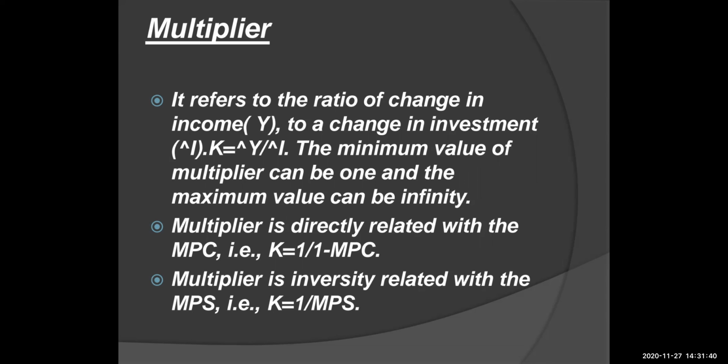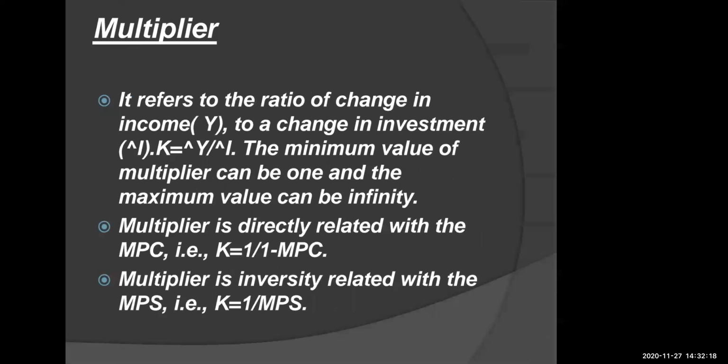So multiplier is directly related with MPC, that is marginal propensity to consume, which means that our multiplier K is equal to 1 upon 1 minus MPC. And multiplier is inversely related with MPS, that is marginal propensity to save, wherein our multiplier K is equal to 1 upon MPS. So we have two formulas over here to calculate K: K is equal to 1 upon 1 minus MPC, that is multiplier is directly related with MPC, and with MPS, wherein K is equal to 1 upon MPS.